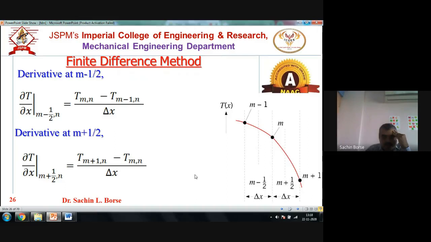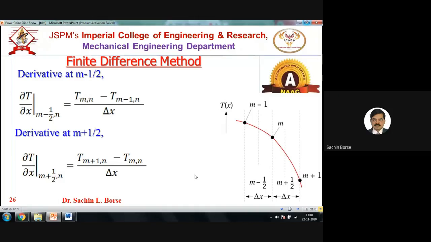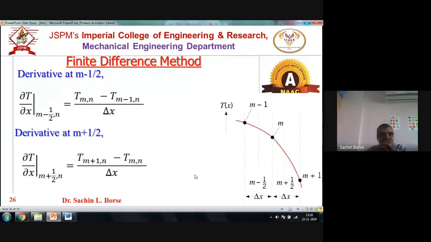Okay. Now we know that the second derivative is the derivative of the first derivative. So we'll move further, slide number 27. Okay, so you can move to slide number 28.